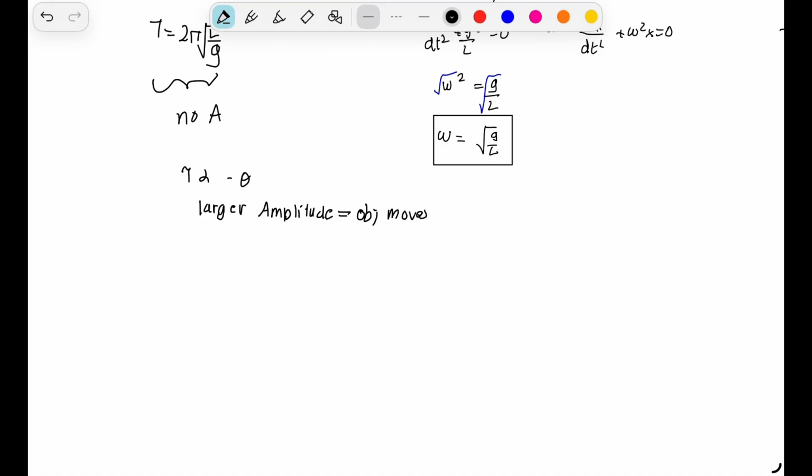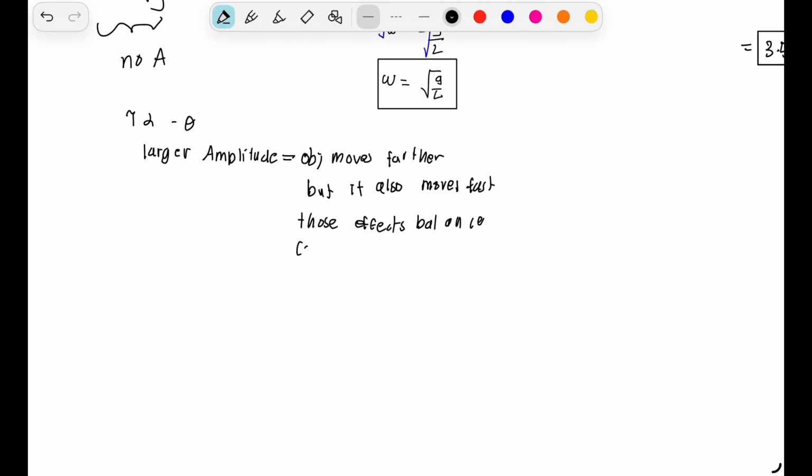The object moves farther, but it also moves faster because it's being converted to a different form. So those effects balance. So the period remains unchanged.